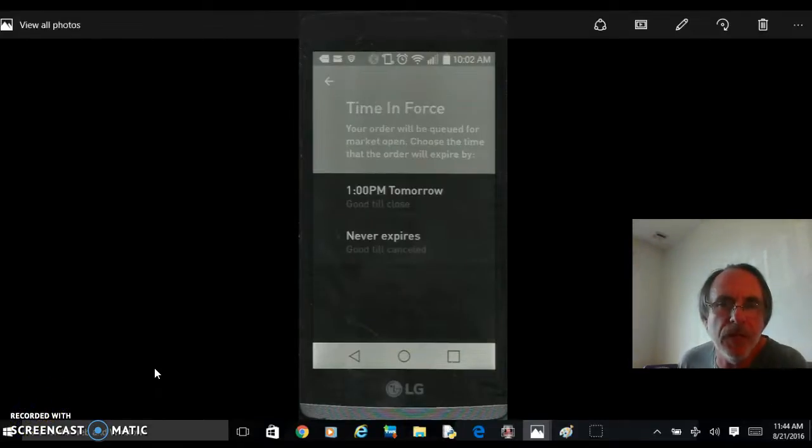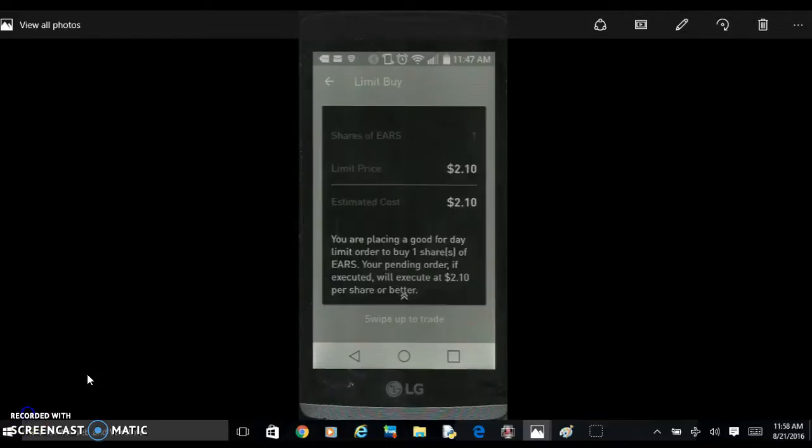So after you put in your limit price, like in the last example, say you put in $2.10, then this screen here will come up showing the time in force. Basically, what you should do is just click on the top one. That just means that it's going to be good until the close of the current trading day or the next trading day. So that will bring up this screen, and you're ready to make your buy.